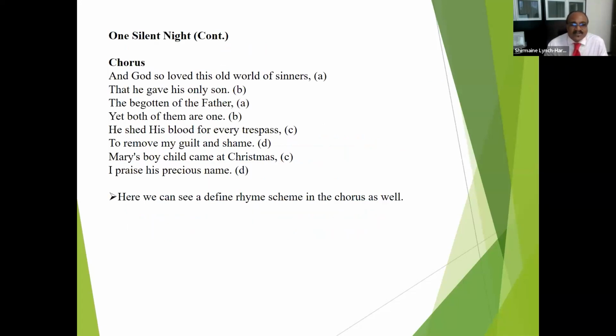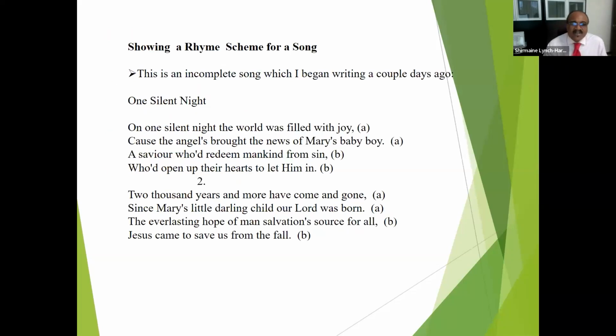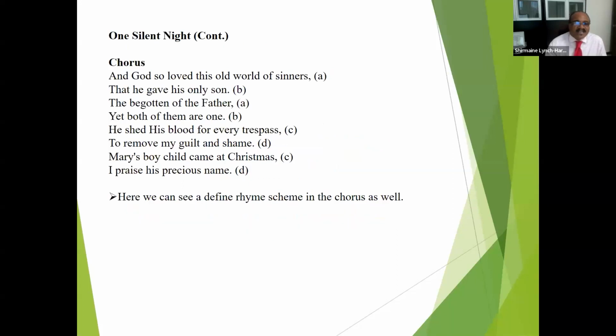This slide here is the chorus, of course. And you see that this chorus, in relation to the verses, has a different rhyme scheme. The verses have a very simple rhyme scheme: A-A-B-B, A-A-B-B. Very, very simple, right? But when we get to the chorus, we have an eight-liner chorus.